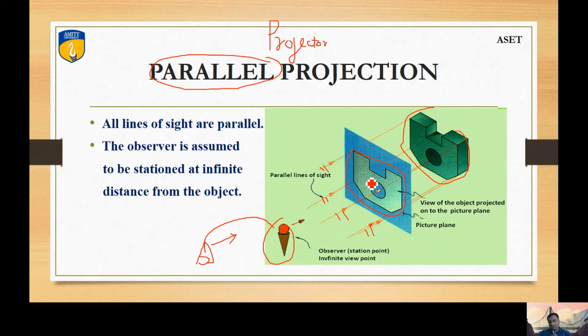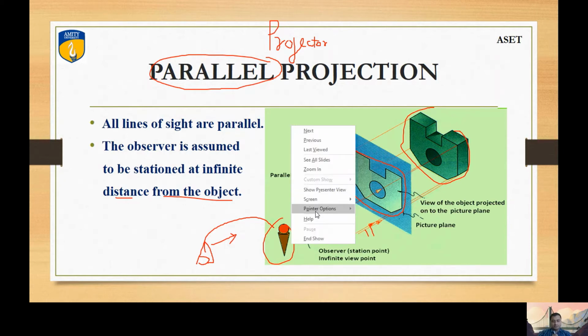So what is happening here? What is the key point here? Your observer is assumed to be situated at an infinite distance from the object. So your observer can be at any distance, and if the projectors are parallel to each other, you are going to obtain the same image on the plane of projection. That is called parallel projection. So basically, the projectors should be parallel to each other in parallel projection.